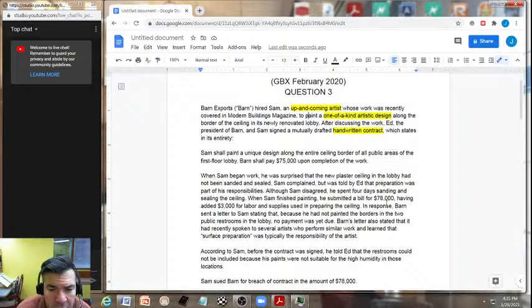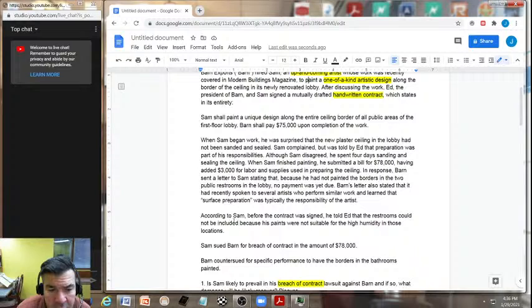preparing the ceiling. In response, Barn sent a letter to Sam stating that because he had not painted the borders in the two public restrooms in the lobby, no payment was yet due. Barn's letter also stated that it had recently spoken to several artists who performed similar work and learned that surface preparation was typically the responsibility of the artist. According to Sam, before the contract was signed, he had told Ed that the restrooms could not be included because his paintings were not suitable for the high humidity in those locations.